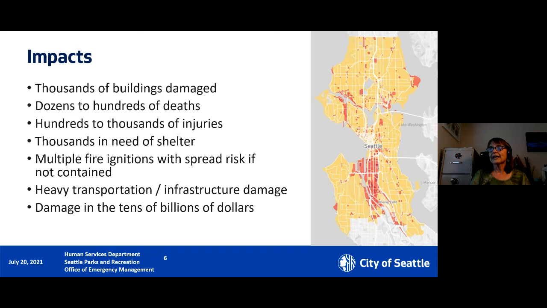So what we're looking at is thousands of buildings damaged, dozens to hundreds of deaths, hundreds to thousands of injuries, thousands in need of shelter, multiple fire ignitions with spread risk if not contained, heavy transportation and infrastructure damage, and damage in the tens of billions of dollars. Basically, each one of us would be impacted.